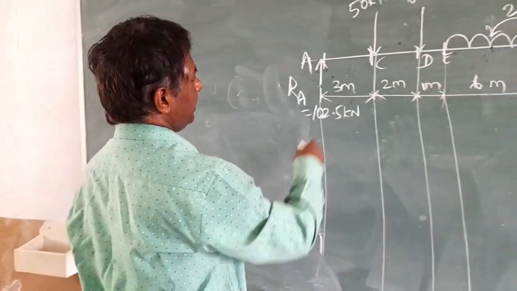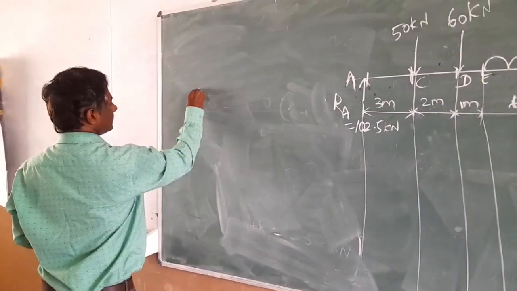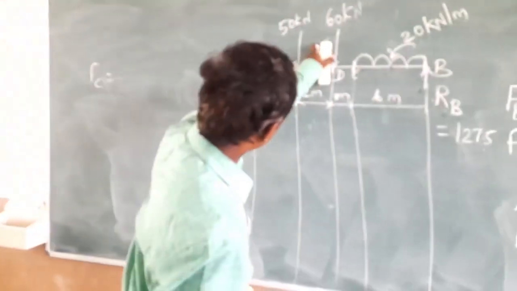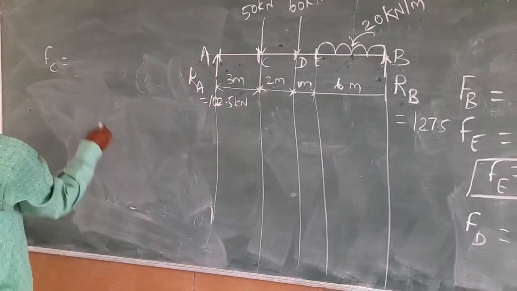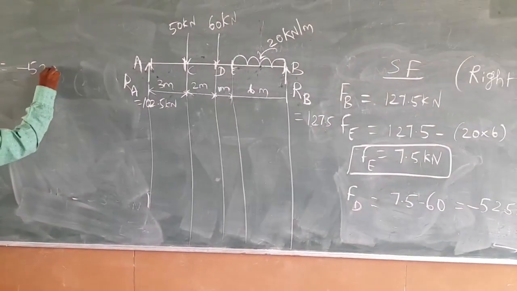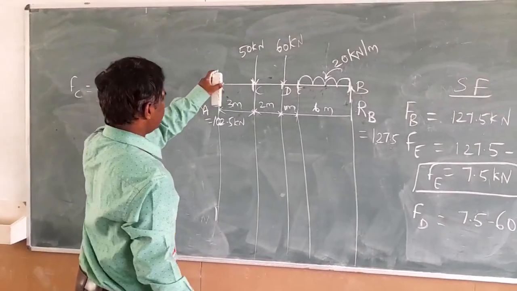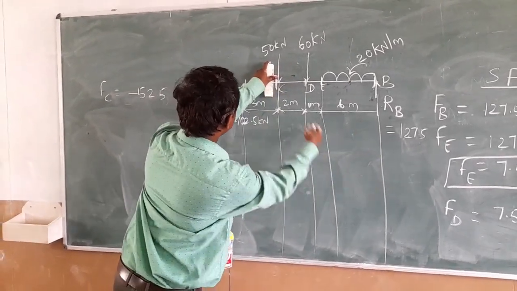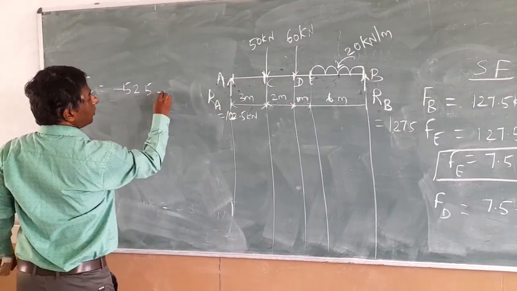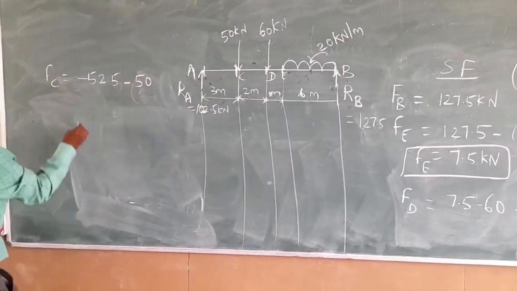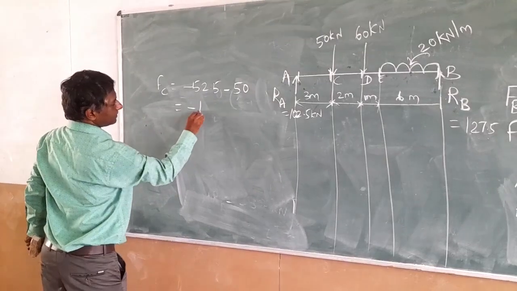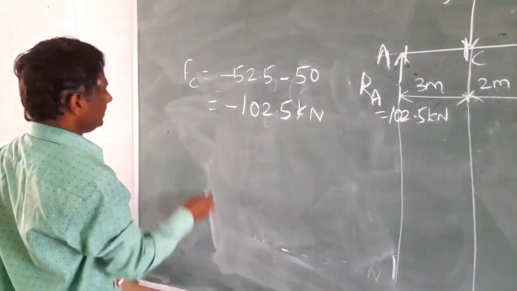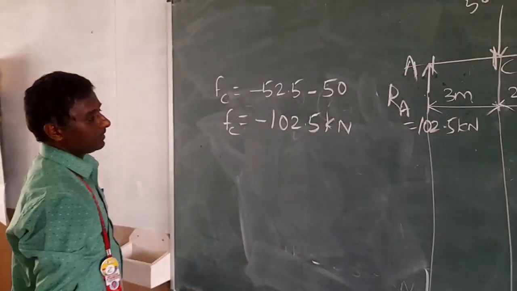Next, let's move on to this point, F at C point. Up to this we have found that it is minus 52.5, and at point C 50 kilonewton is included, and on the right side you just consider this downward. So it is negative. So it is minus 102.5 kilonewton. Okay, this is FC.